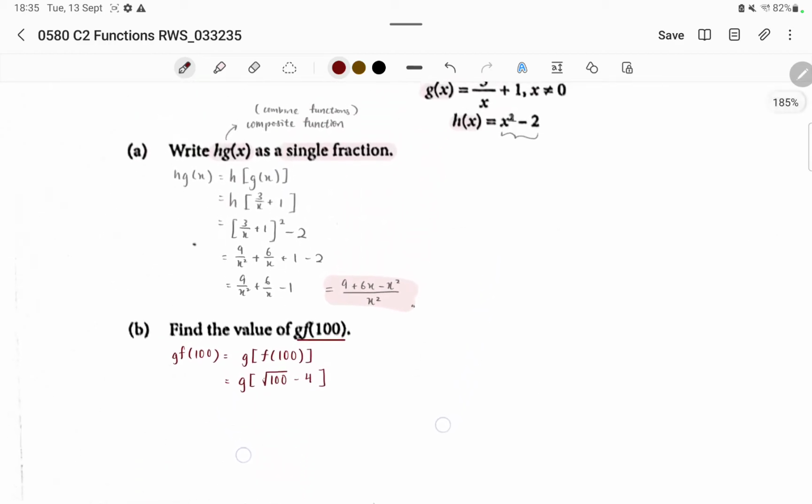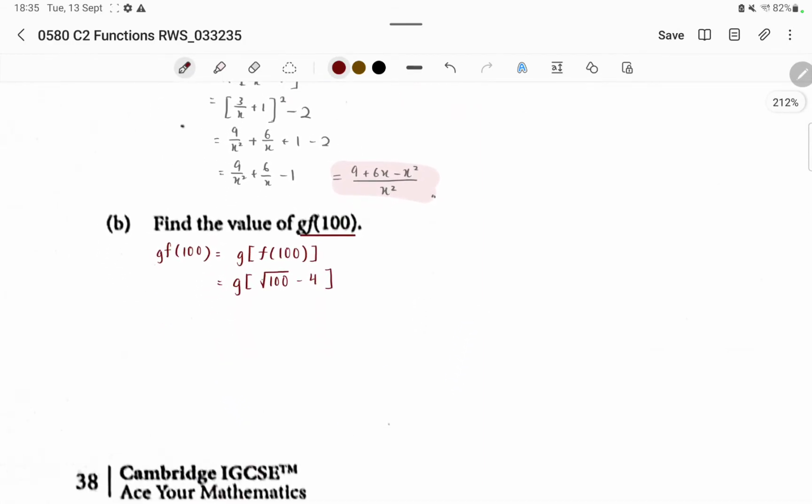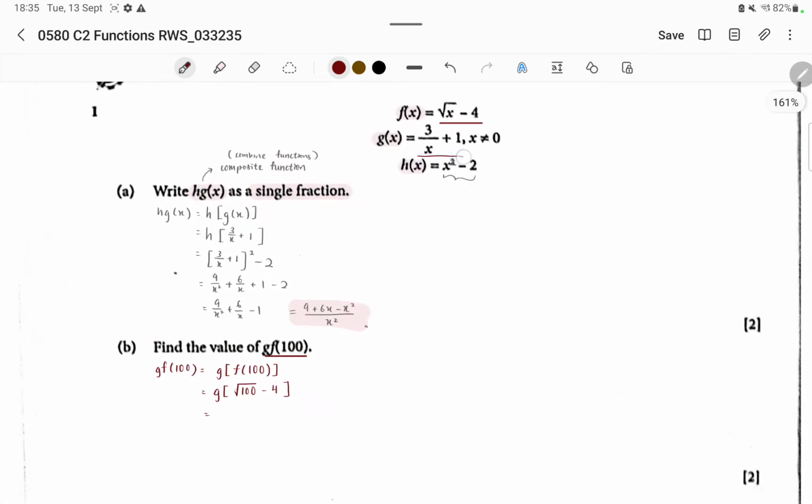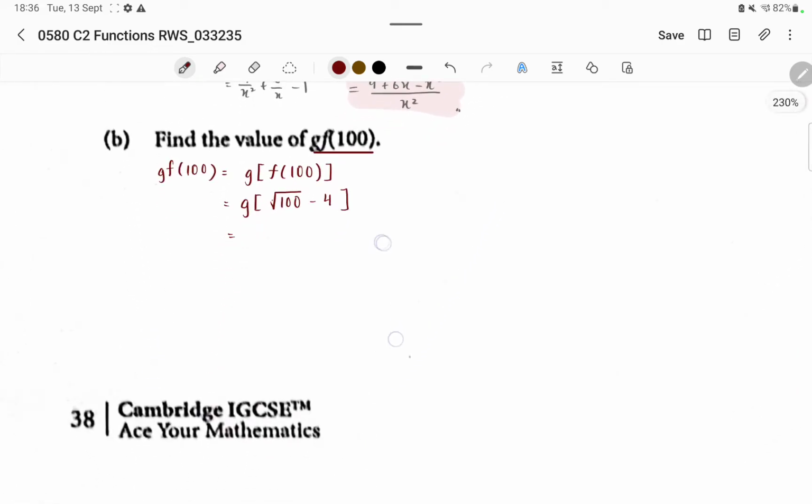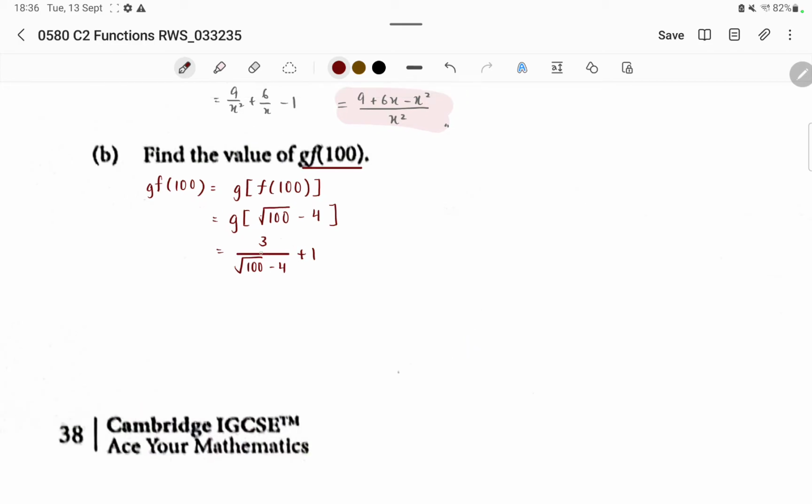And then g(x) is actually 3 over x plus 1. So we substitute the square root of 100 over x into the x over here, and then plus 1. This one should be your answer. And then after that, when you press the calculator, you should get 3 over 2 as your final answer.